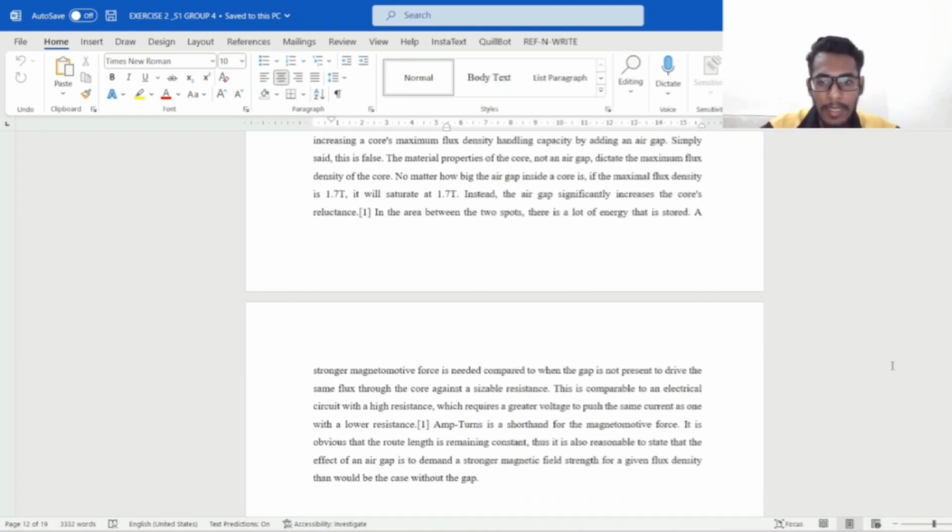This is comparable to an electrical circuit with a high resistance, which requires a greater voltage to push the same current as one with a lower resistance. It is obvious that the core length remains constant. Thus, it is also reasonable to state that the effect of an air gap is to demand a stronger magnetic field strength for a given flux density than would be the case without the gap.